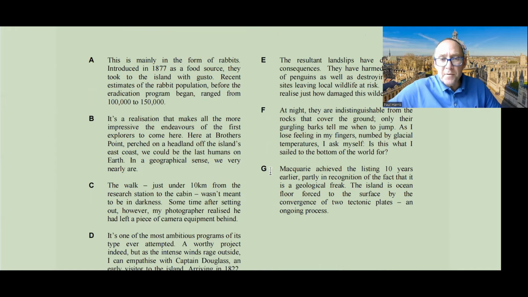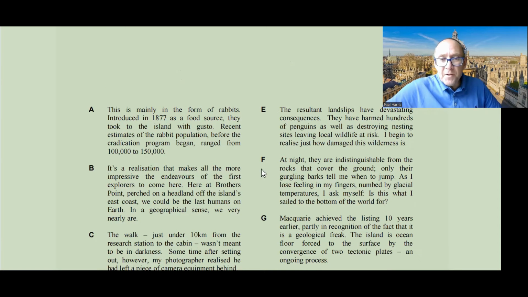Okay, so let's just read through G. Macquarie achieved the listing 10 years earlier, partly in recognition of the fact that it is a geological freak. The island is ocean floor, forced to the surface by the convergence of two tectonic plates, an ongoing process. So again, this is quite similar to E, and it talks about the geography. We can see here that the island was essentially at the bottom of the ocean, and it was forced to the surface by this movement of tectonic plates. Again, in the part of the text we're not really talking about geography, we're talking about what he's doing. So I would say that we're going to have to choose F as our answer for 41.